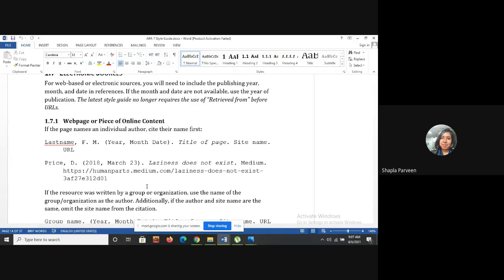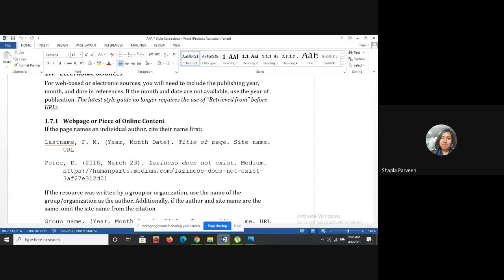And remember to follow these APA rules, because these are new ones which have been added, actually, the online sources. These were not included in the 6th edition, but these are included in the 7th edition. So basically, you write the last name of the individual author, then year, month, and date, if you find that, title of the page, site name, and then the URL address, that's the website address, right?